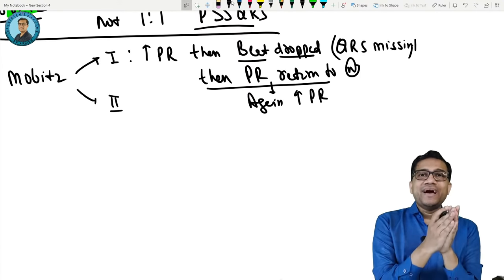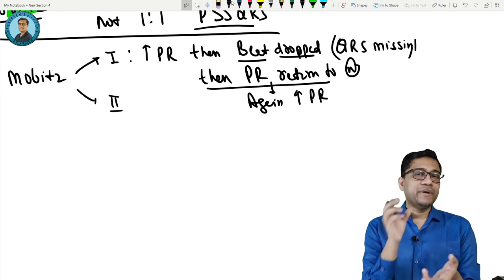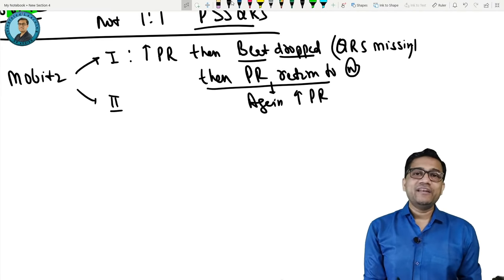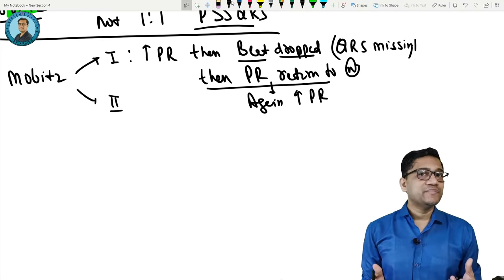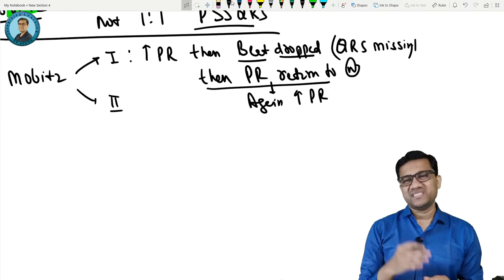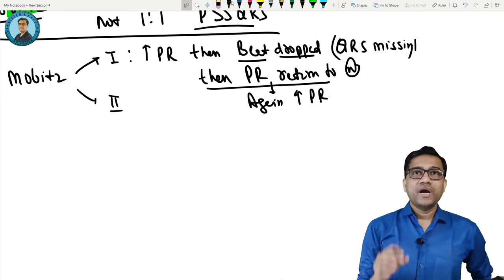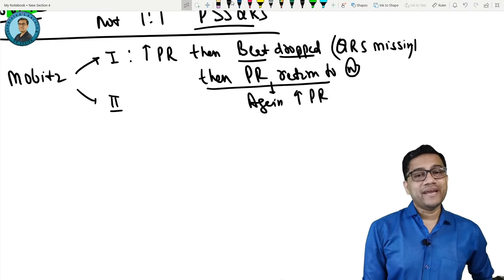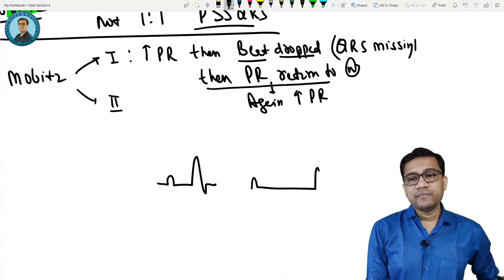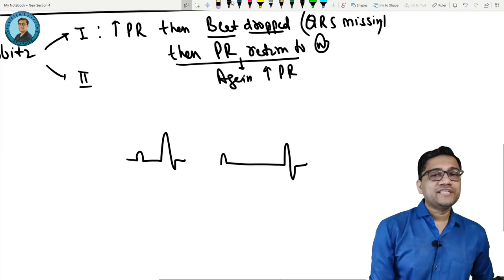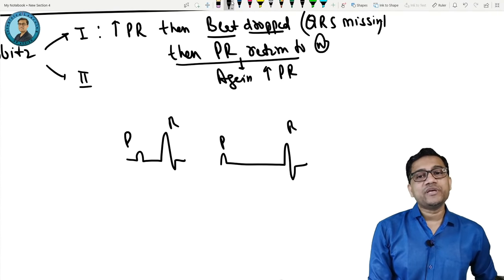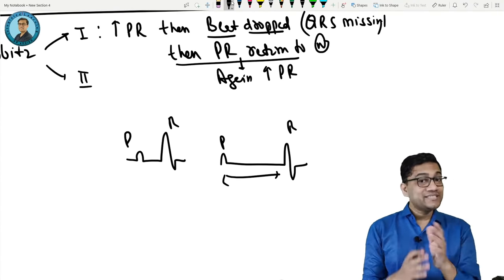Okay, so PR is increasing, it becomes 20, 22, 24, it is increasing, and then one QRS is missing, and then again it returns to normal. Okay, so how to remember this? Easy technique. Let's say a husband comes home late. He comes home late, and then even later. The wife says nothing. So what is happening? The PR interval is the same or increasing? It is increasing.